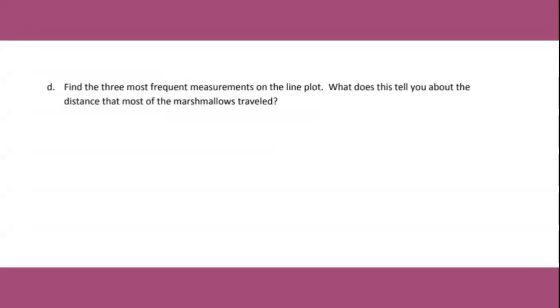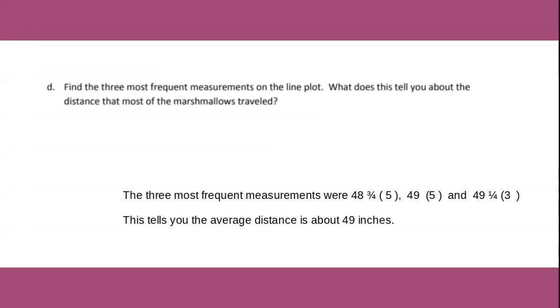Find the 3 most frequent measurements on the line plot. What does this tell you about the distance that most of the marshmallows traveled? The 3 most frequent measurements were 48 and 3/4, 49, and 49 1/4. 48 and 3/4 had 5, 49 had 5, and 49 1/4 had 3. This tells you that the average distance the marshmallow traveled is about 49 inches.